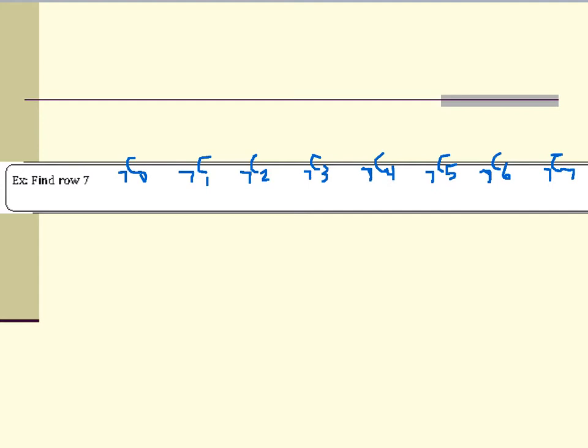I know the first number is 1, 7C0 is 1. 7C7 would be 1 as well, because there's only one way to choose 0 and one way to choose 7. And then the rest of them, just put into your calculator. 7C1 is 7, and we know the other side, 7C6, is going to be the same thing. 7C2 is 21 if you put it into your calculator, and we know 7C5 is also going to be 21. And then 7C3 is 35, and 7C4 would also be 35.